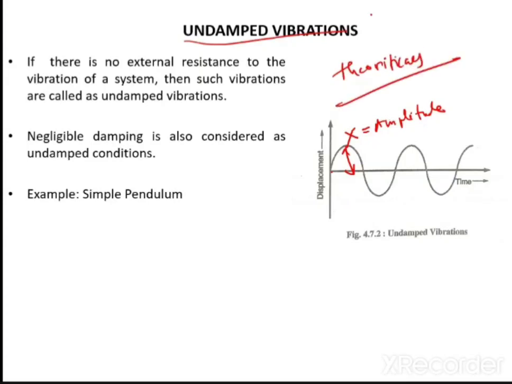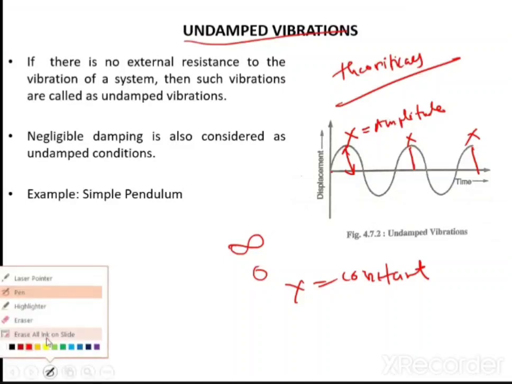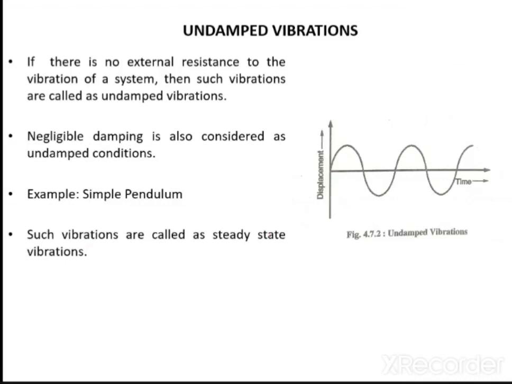Now, theoretically, when there is no external damping, the system comes under undamped vibration, and the graph will be like this. Here will be x, here will also be x. Means your x is constant in this case. If you see the displacement time curve, it is constant, meaning it is neither moving to infinity nor moving to zero theoretically. Such vibrations are called steady state vibrations. So undamped vibrations are also called steady state vibrations.